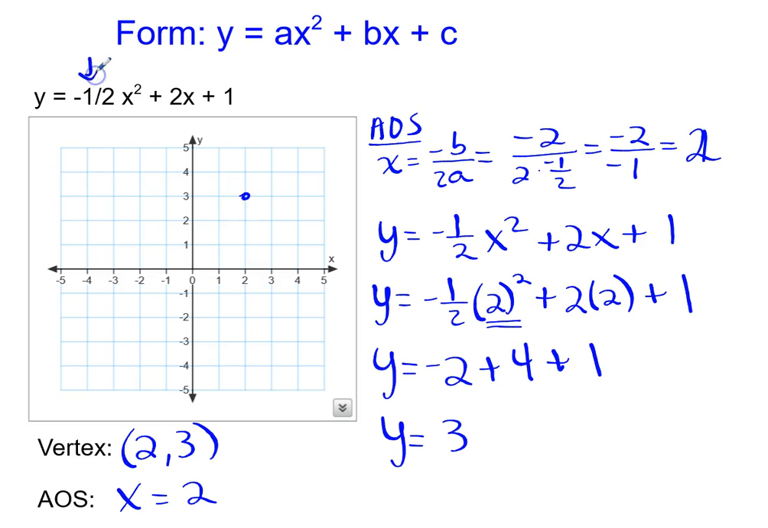Since a is negative, we know that it opens down. It's a vertical shrink by a factor of 1/2. We're going to multiply all of our vertical movements by 1/2. So we're going to go over 1 and down 1/2. Over 2 and down 2, over 3 and down 4.5.